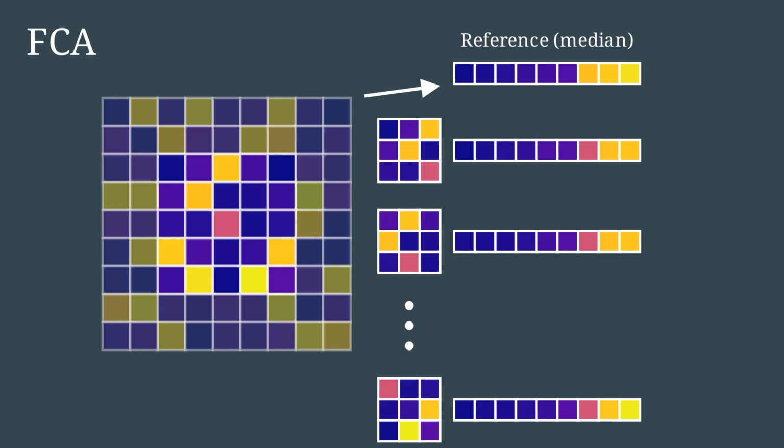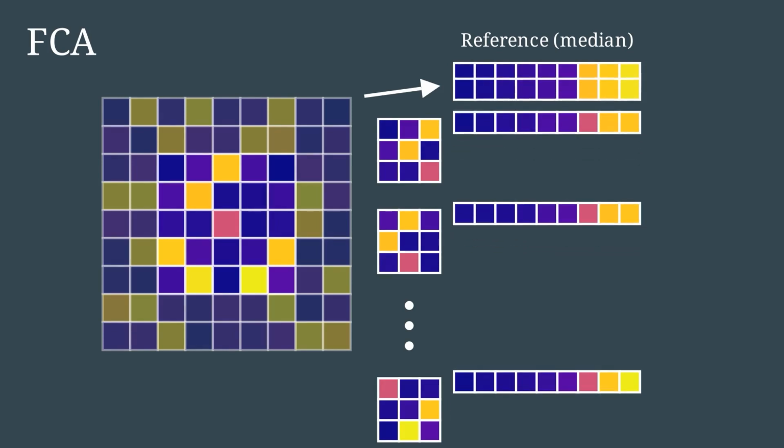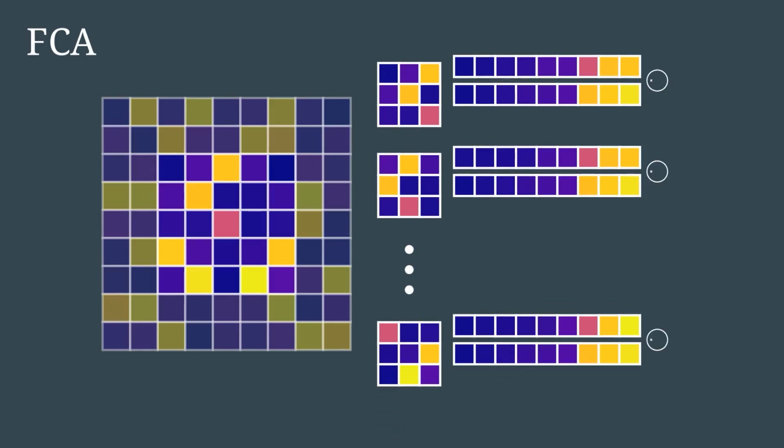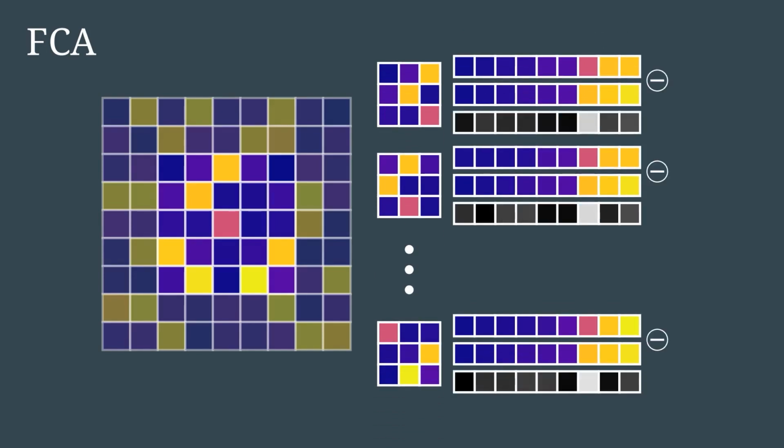This is in fact easy to compute by taking the median over the features from all patches at each sorted position individually. We then compare each distribution to the reference by taking the absolute difference between elements of corresponding rank in sorted order.